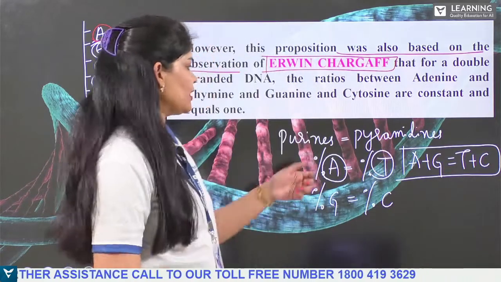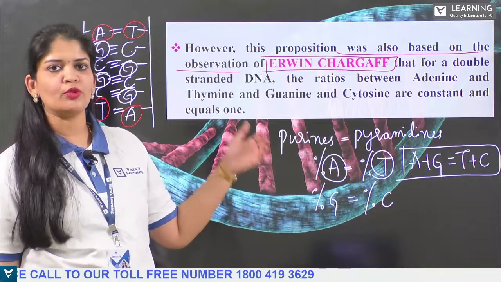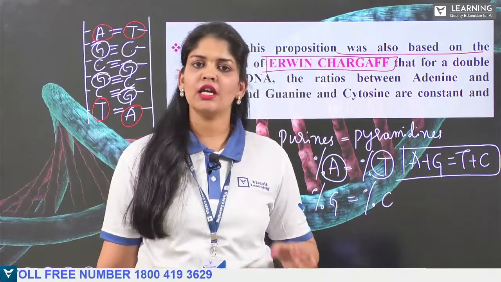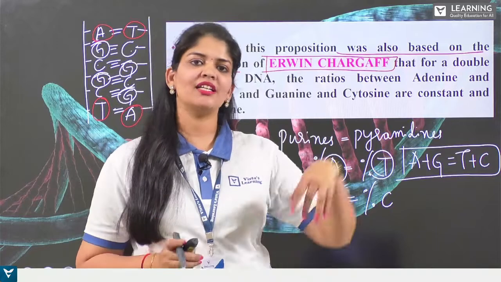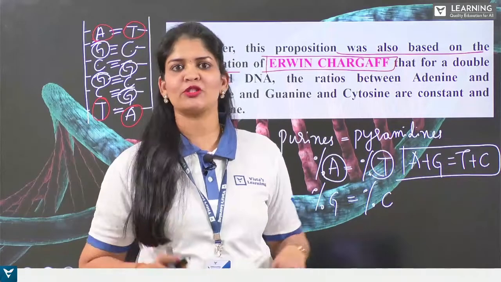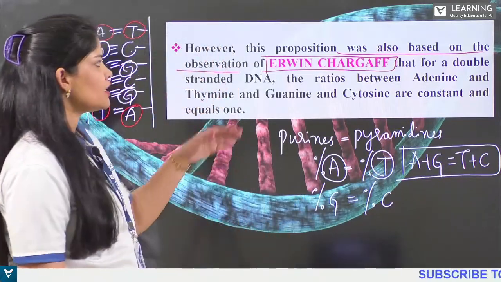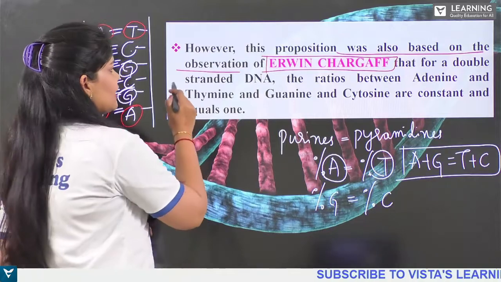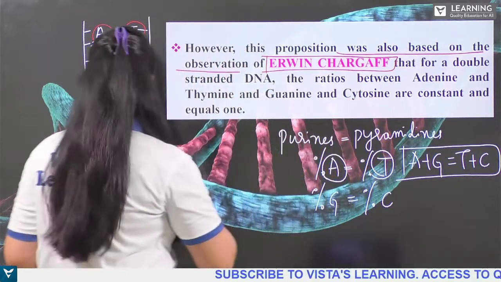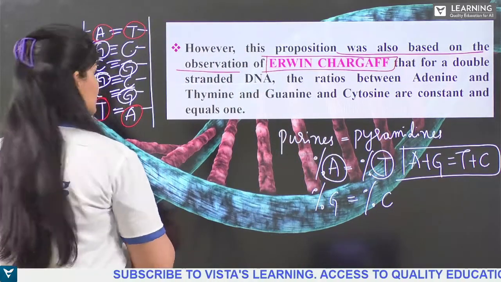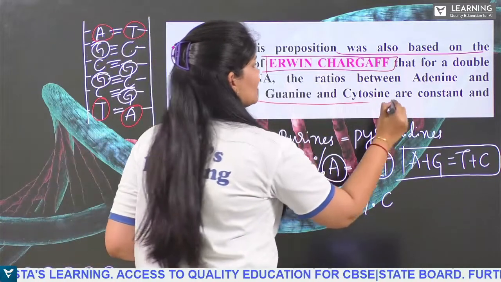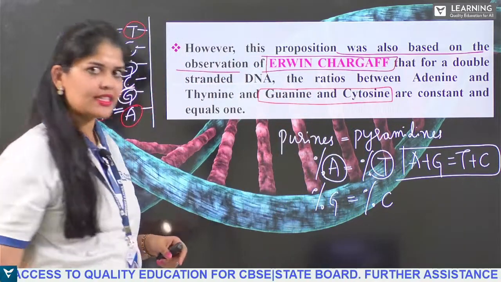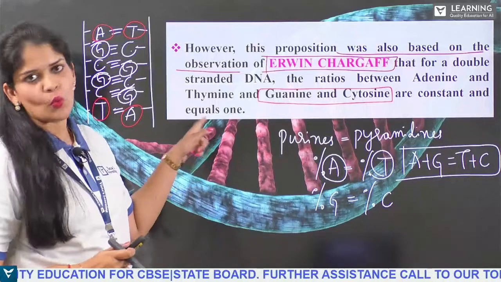That is why we say the percentage of the purines has to match the percentage of the pyrimidines. That means if the purines occupy 50%, then definitely the pyrimidines are going to occupy the other 50% of the composition. So here, for a double-stranded DNA, the ratio between adenine and thymine, guanine and cytosine is constant. It will be equal to 1.